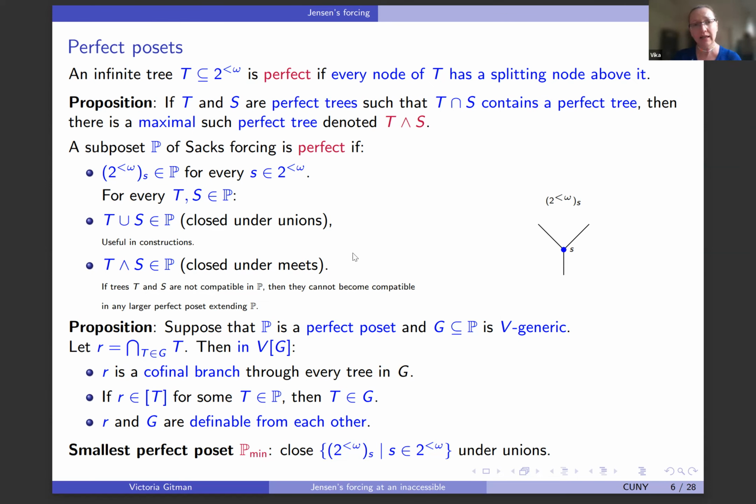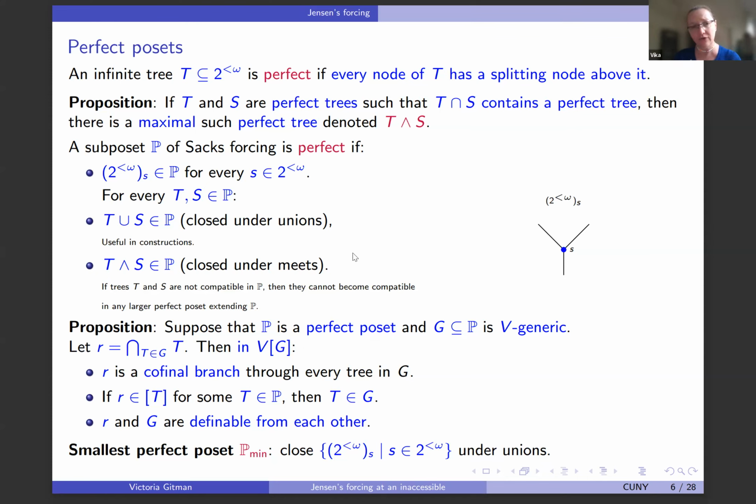One of them is that, for instance, if you have closure under meets, then incompatibility doesn't change as you expand the forcing. So if your two trees were incompatible in P, and if we expand P to some larger perfect forcing Q, then the conditions continue to be incompatible there. And it has other uses. So meets are extremely useful. Okay, so a standard proposition about perfect posets is that a generic for a perfect poset is determined by a real.